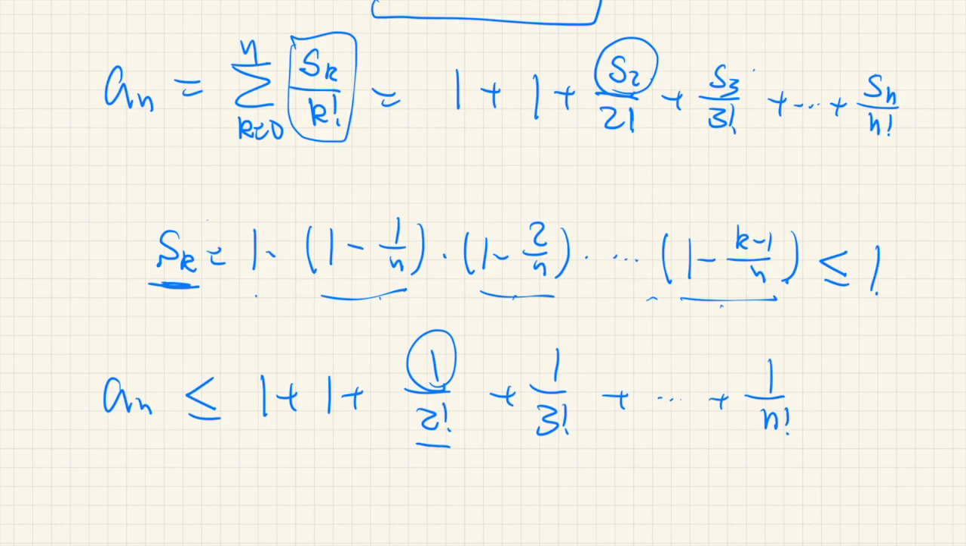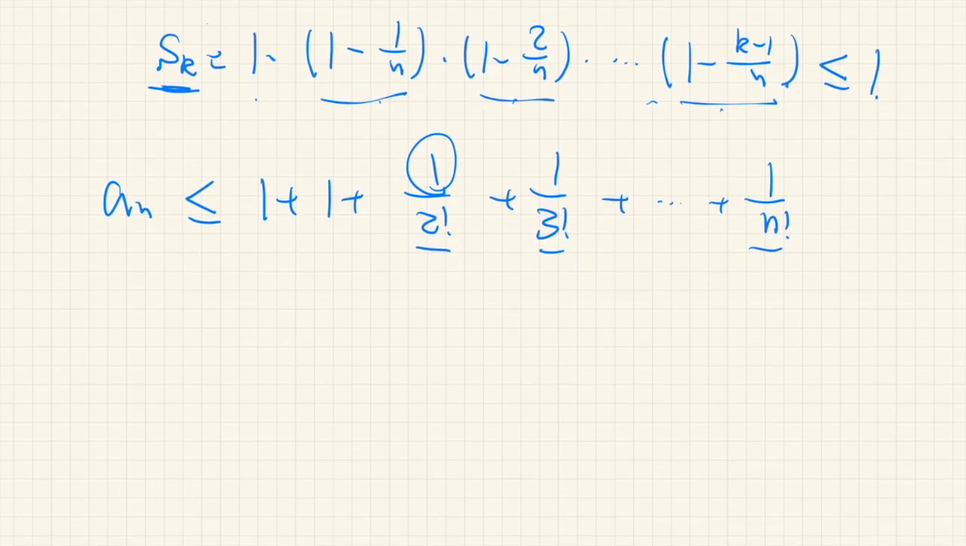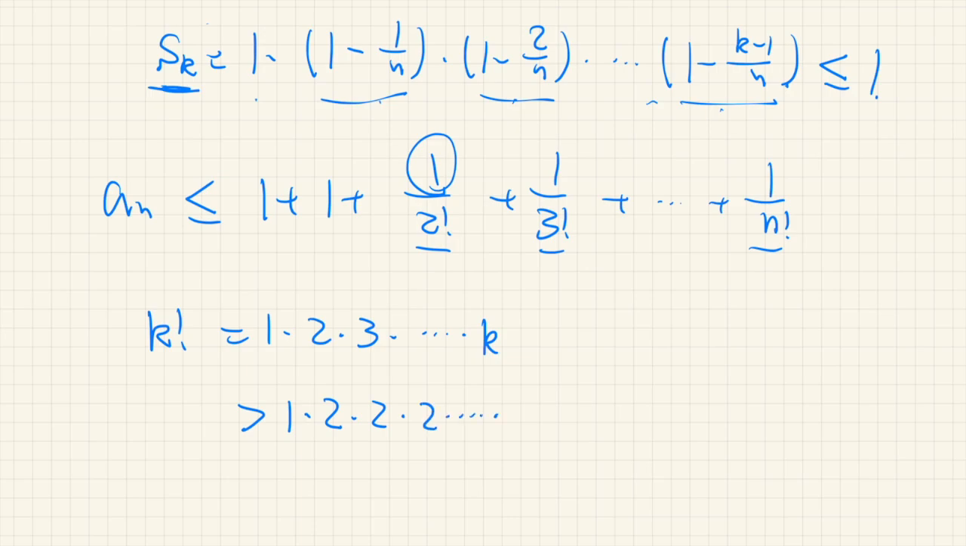Next, look at these factorials. k factorial is 1 times 2 times 3 times, and so on, up to k, right? And this is greater than or equal to 1 times 2 times 2 times 2, and so on. So we just replace each factor with 2. There are k minus 1 factors of 2, since we have k minus 2 twos plus the leading 1. So this will be 2 to the power of k minus 1. So k factorial is greater than or equal to 2 to the power of k minus 1.